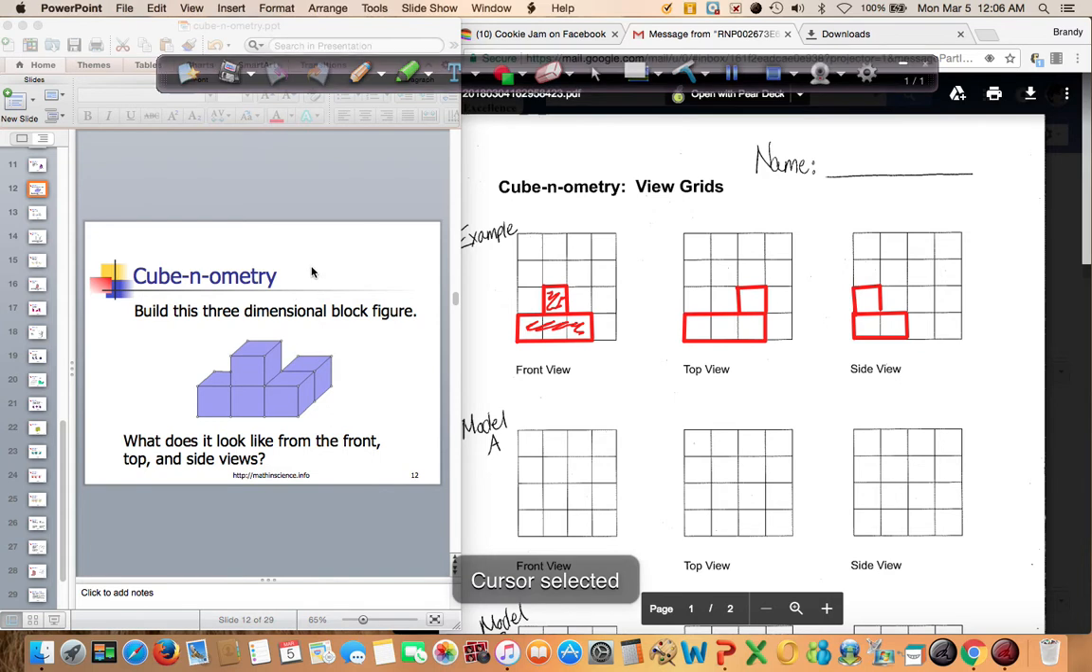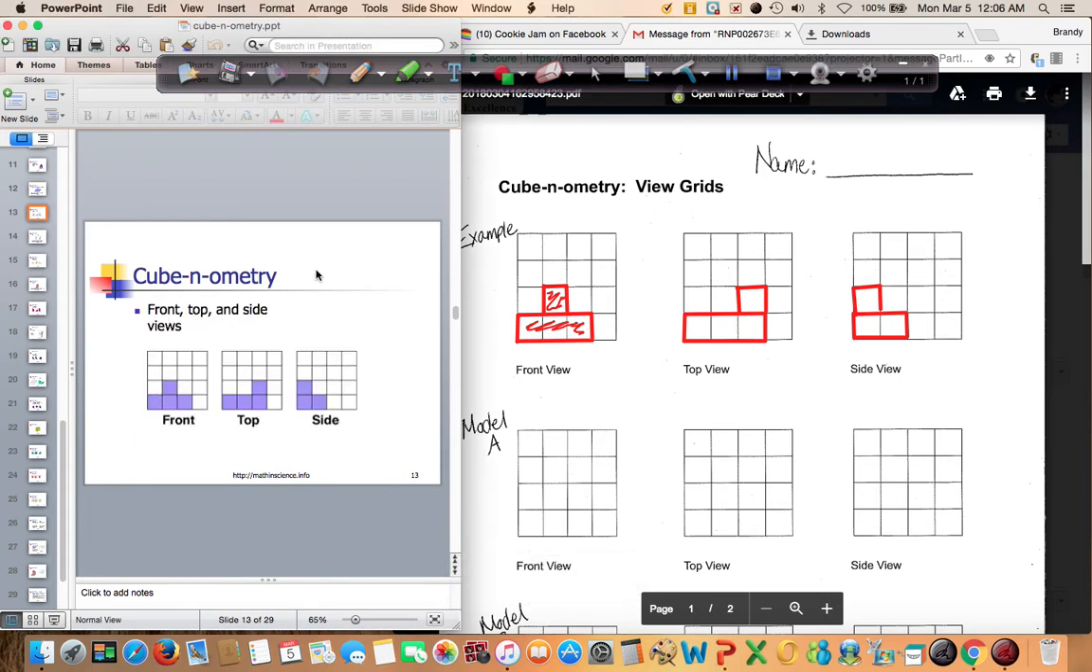So let's see if I did okay. Front view, yeah. Top view, got it. And there's my side view. Okay? And they shaded it in, you may shade it in or outline it, whatever you like.